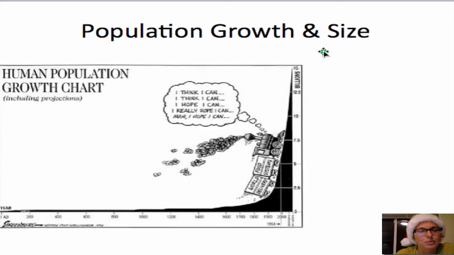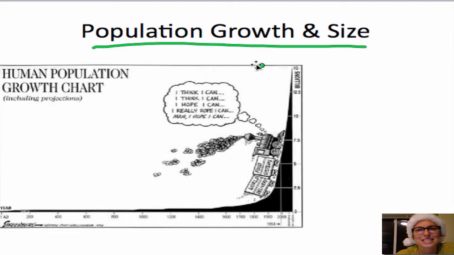Hi, everyone, and welcome to the wonderful world of population growth and size. In this video, we're going to be looking at how population growth and size interact with the population itself and also with the environment that the population exists in. So, how many humans are there on Earth?